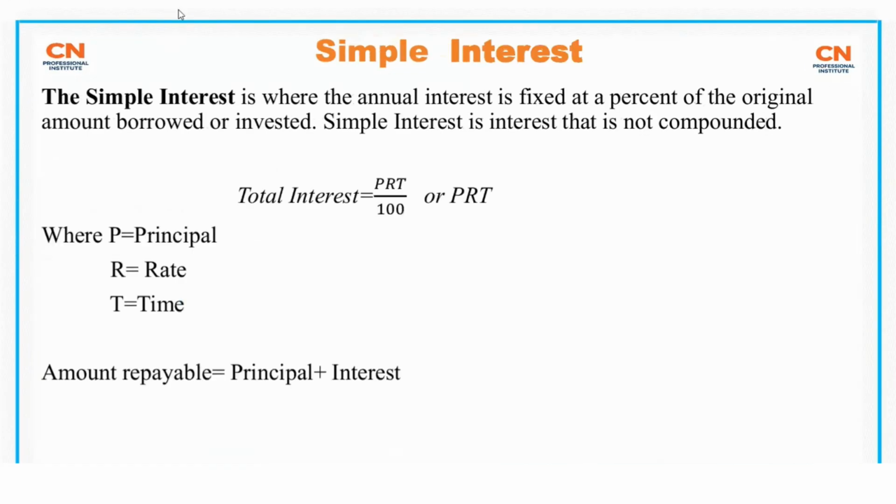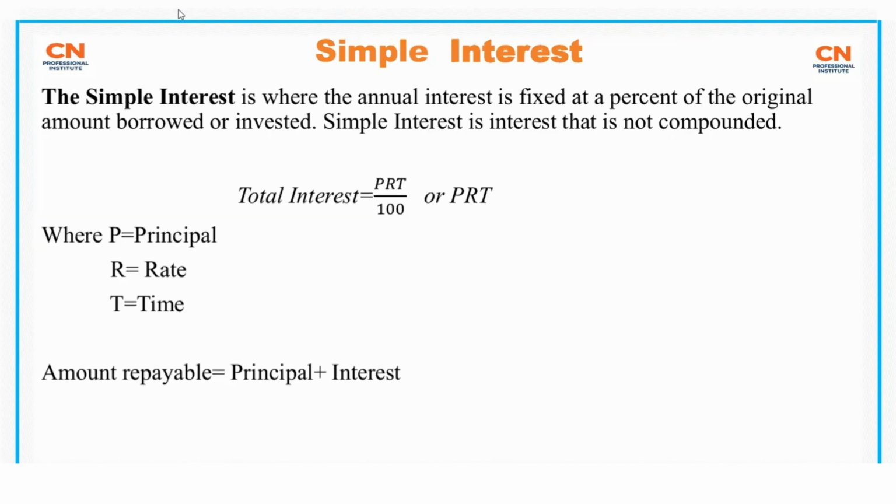So simple interest, right? So when we talk of simple interest, it is where the annual interest is fixed at a percentage of the original amount borrowed or invested. Simple interest is interest that is not compounded, or interest that does not compound. So when we talk of simple interest, this is a type of interest where the interest to be computed, interest to be paid or received, is based on a fixed percentage of the original amount borrowed. That is, it is a fixed percentage of the principal, right?